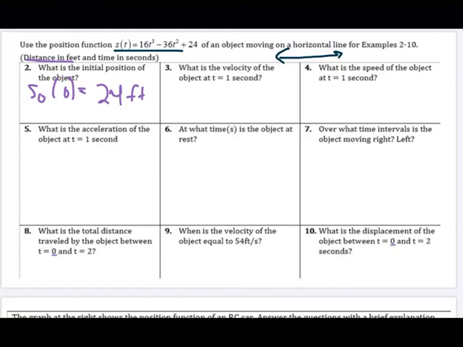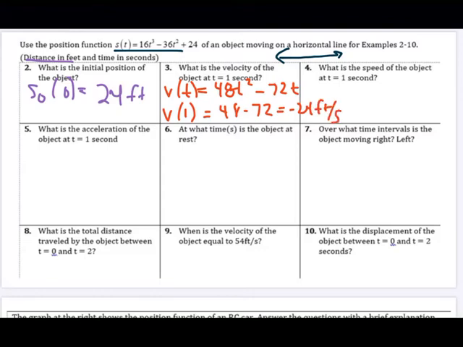Question 3 asks for the velocity of the object at 1 second. The first thing we need to do is find the velocity function, which is going to be 3 times 16, 48, just using the power rule, t squared minus 36 times 2, 72t. And then I'm going to evaluate that function when t is equal to 1, so 48 minus 72, which is negative 24 feet per second. Again, don't forget your units.